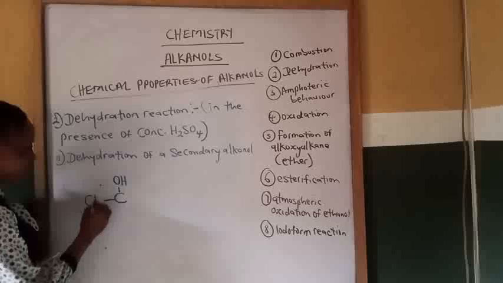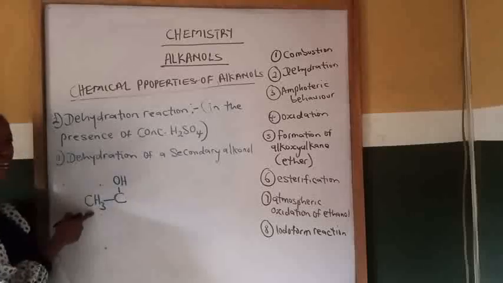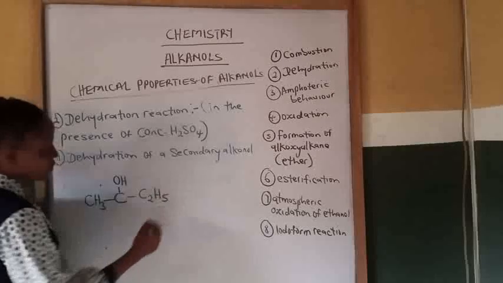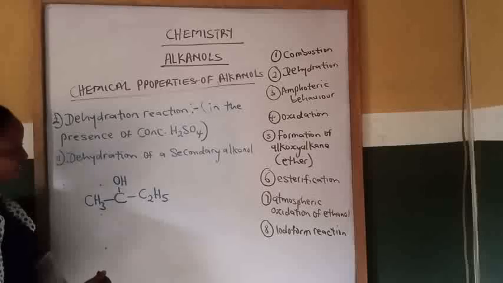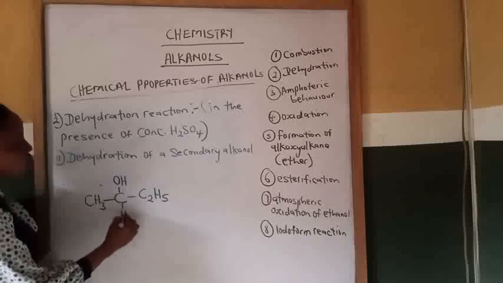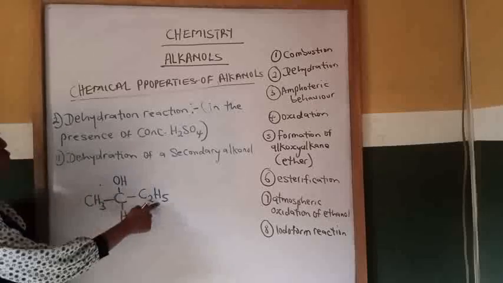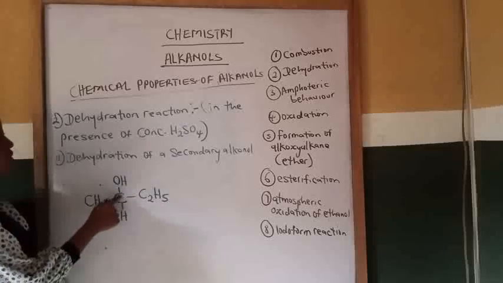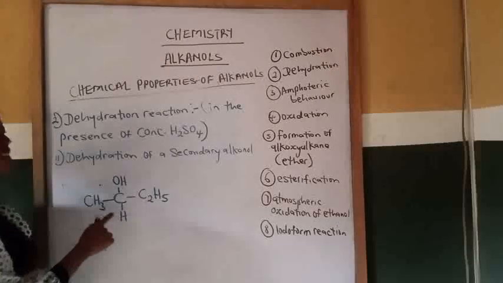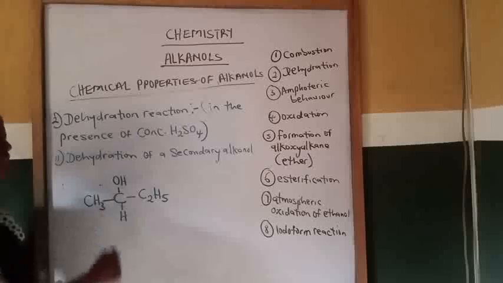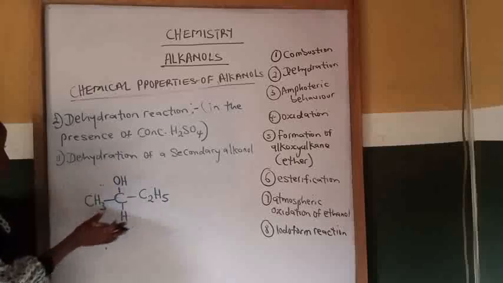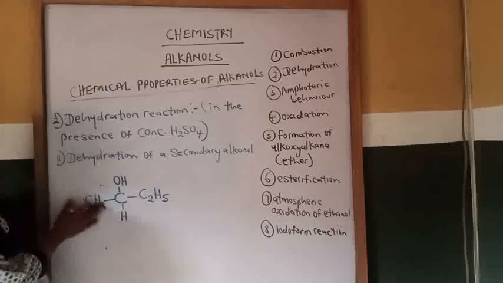So at this side, let me add CH3. CH3 is an alkyl group, which is methyl. Then I would like to add C2H5 at this side. C2H5 is ethyl, an alkyl group. So these are 2 alkyl groups now. When 2 alkyl groups are attached to the carbon atom holding your functional group, you call it a secondary alkanol. So this is a secondary alkanol. So let me open this chain to give us an open chain structure. 1 carbon atom with 3 hydrogen.